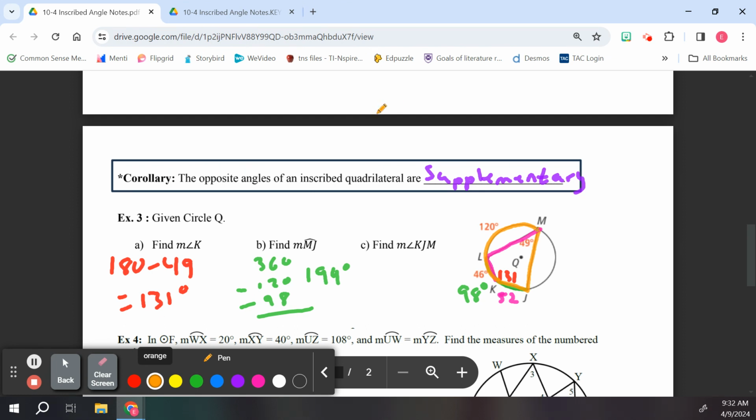Okay, so what I'm going to do is I'm looking at this. I got 120 plus 46, which leaves me with 166, right? I divide that by 2. What do I get? 166 divided by 2 is what? 83.